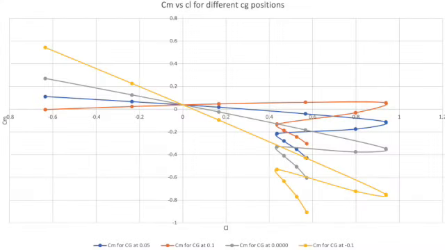Plotting CM versus CL for different CG positions shows that moving CG more aft decreases stability. As CL increases, CM should decrease, but this is flattening for an increase in CG position, therefore decreasing stability. The neutral point is estimated to be at around 50% Mach.